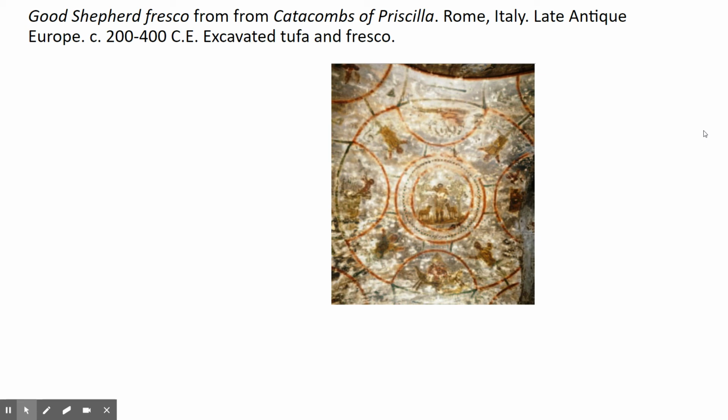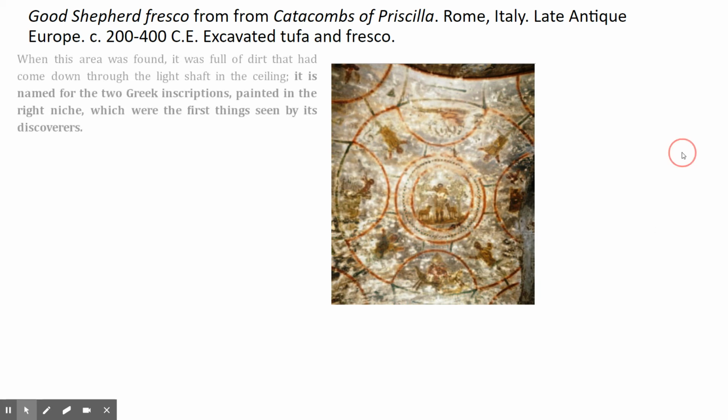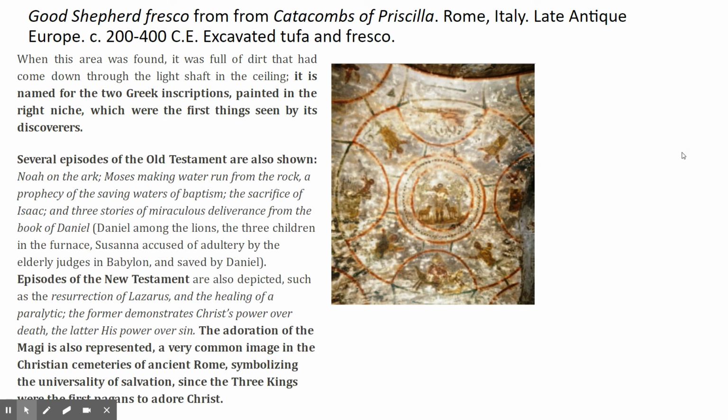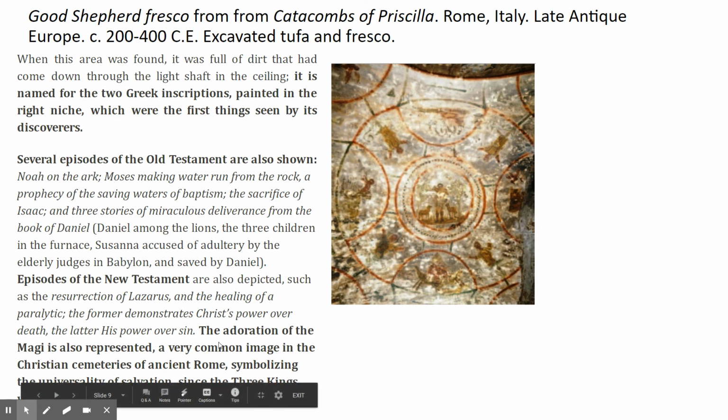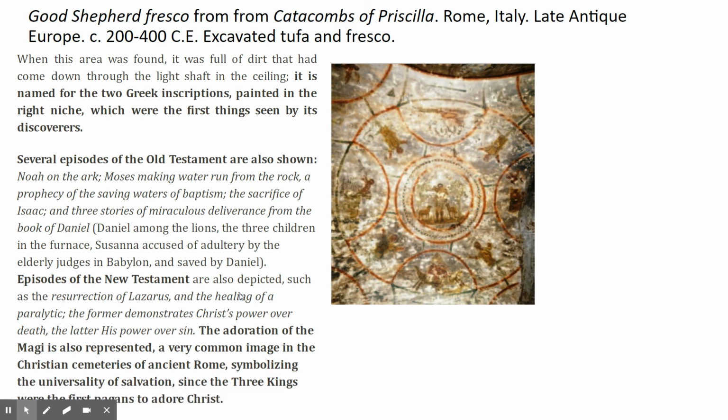I promised to keep it about eight minutes, so I'm a little bit over. There are a few more things that I will get to in class, specifically this Good Shepherd fresco. I've already talked about the Good Shepherd. These half circles are called lunettes. The round spaces are called roundels. We see in the Good Shepherd, in the Catacombs of Priscilla, lots of Old Testament stories and New Testament stories, trying to connect those two ideas.